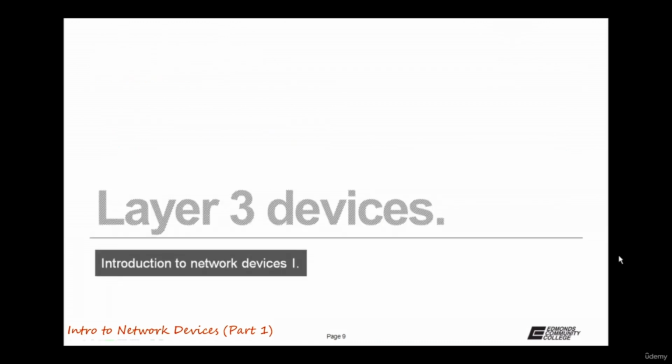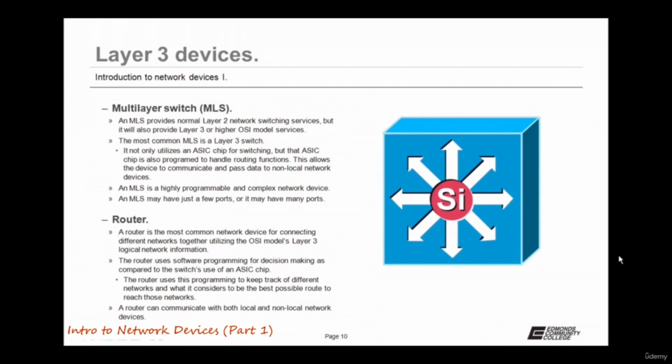Now let's move on to Layer 3 devices. And first up is the multi-layer switch. A multi-layer switch provides normal Layer 2 network switching services, but it will also provide Layer 3 or higher OSI model services. The most common multi-layer switch is a Layer 3 switch. It not only utilizes an ASIC chip for switching, but that ASIC chip is also programmed to handle routing functions. This allows the device to communicate and pass data to non-local network devices.